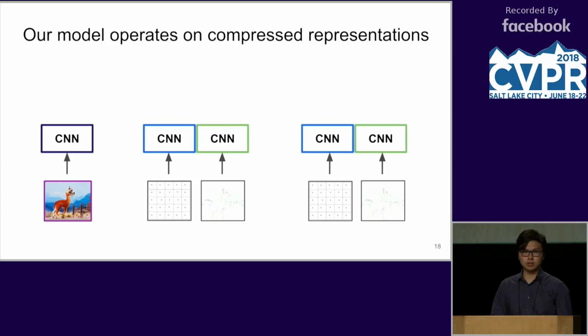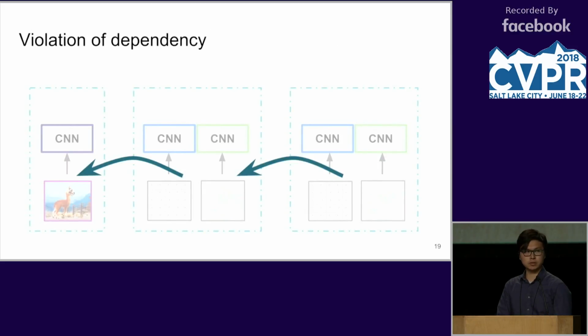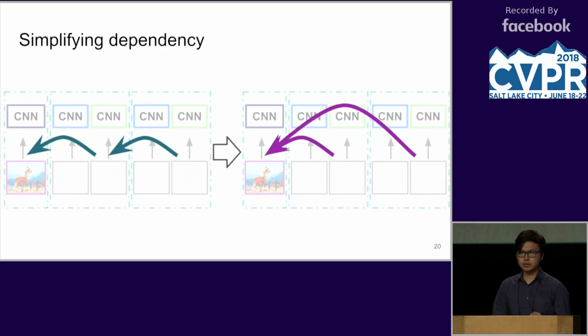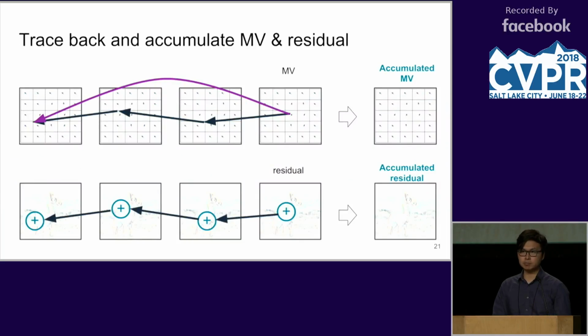One naive approach is to process each of these frames independently. But unfortunately, this doesn't work, because each P-frame depends on the previous frame, and altogether it forms a long chain of dependency. To address this issue, we propose to break the dependency such that all the P-frames directly reference the I-frame. This can be done by tracing the motion vectors all the way back to the I-frame and accumulating information along the path. And this can be done online efficiently without adding additional overhead.